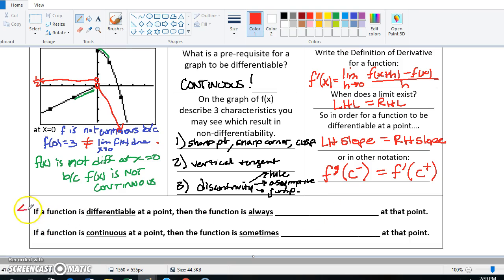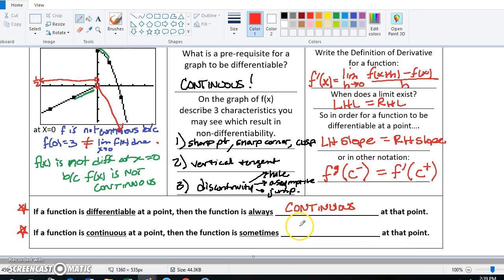Okay, last two ideas, very important ideas. If a function is differentiable at a point, then the function is always what? Everywhere this graph was continuous, we had a derivative. When the graph was not continuous, we did not have a derivative. So if a function is differentiable, it implies that that function is continuous. Continuity is a prerequisite for differentiability.